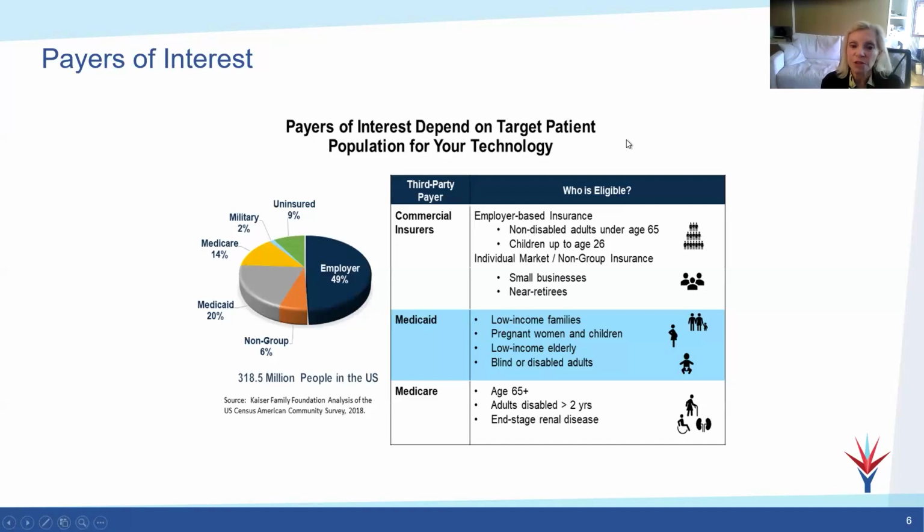It's important to determine what types of insurers you're interested in influencing, or which will influence your reimbursement for your technology. About 50% of patients are covered by employers, so commercial insurance. And then you've got another 34% or so that are covered by Medicaid and Medicare. Then there's the VA, military, et cetera.